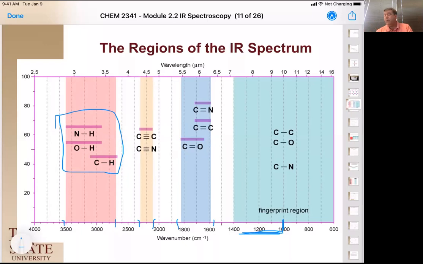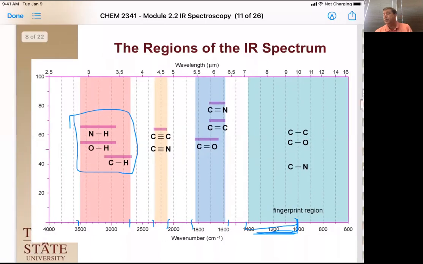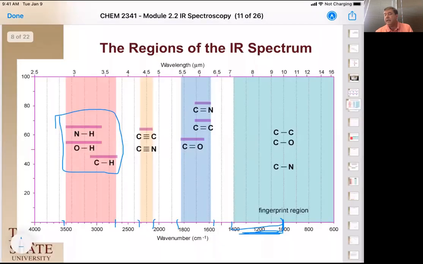So if we have a peak in this 1,400 to 1,000 range, we're looking for a carbon-carbon single bond, carbon-oxygen single bond, carbon-nitrogen single bond. And if you have different types of carbon-carbon, so you have a primary carbon to a secondary carbon to a secondary carbon to a primary carbon, the secondary carbon to secondary carbon might have a different frequency than the primary to secondary carbon. So we're actually going to see more than one peak in this range as the molecules get bigger. Okay, do we understand the different zones? Knowing these zones and what shows up in these zones is the key to identifying compounds by IR.